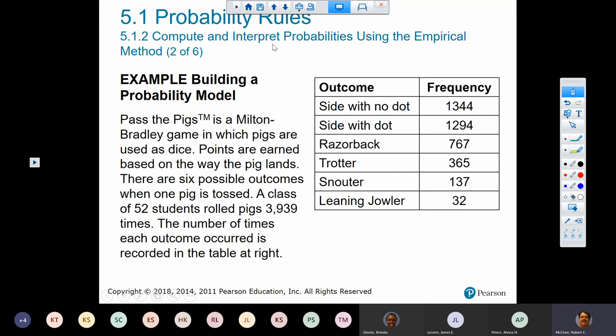Now, I've never heard of Pass the Pigs, but it sounds like some kind of rolling the dice. Has anybody ever heard of Pass the Pigs? Pass the Pigs is a Milton Bradley game in which pigs are used as dice. That's awful. I think they should report that to PETA.